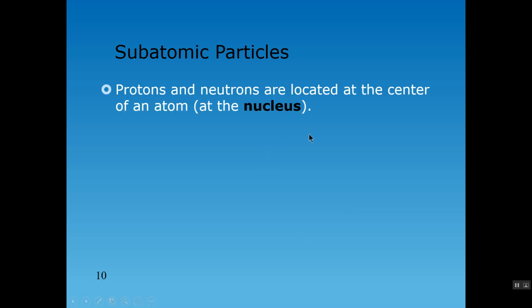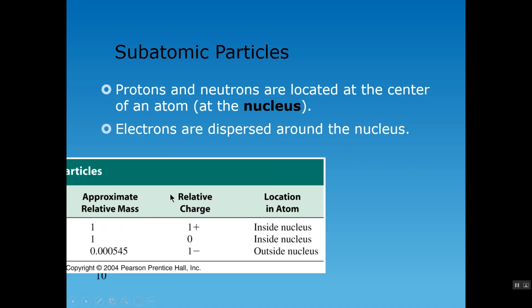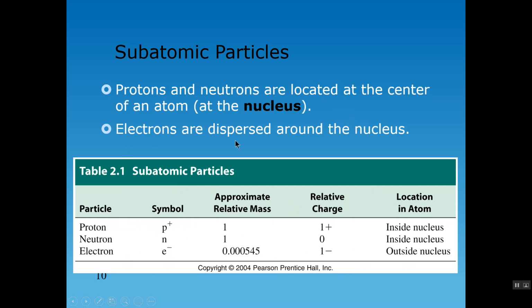Okay, so let's talk about the subatomic particles. As I said before, we now know that atoms are not indivisible. They can be divided into smaller fundamental particles. And again, this is something you should be familiar with from your previous chemistry experience. We know that we have protons and neutrons that are located at the center of the atom, which is called the nucleus. And then you have the electrons, which are dispersed around the nucleus.